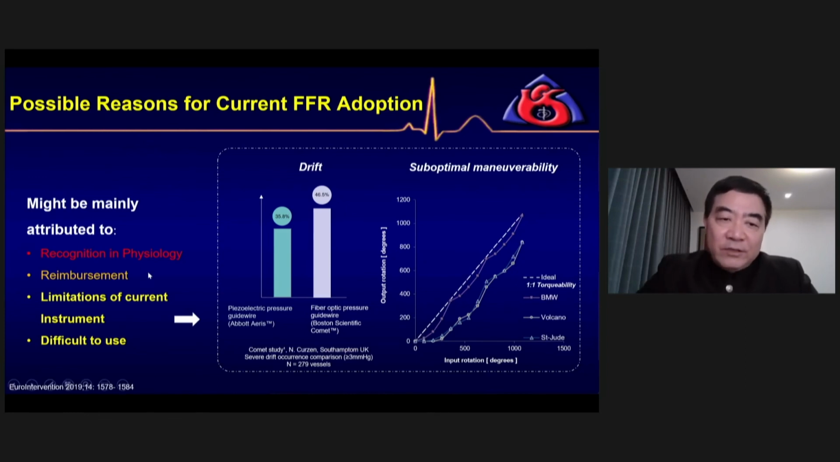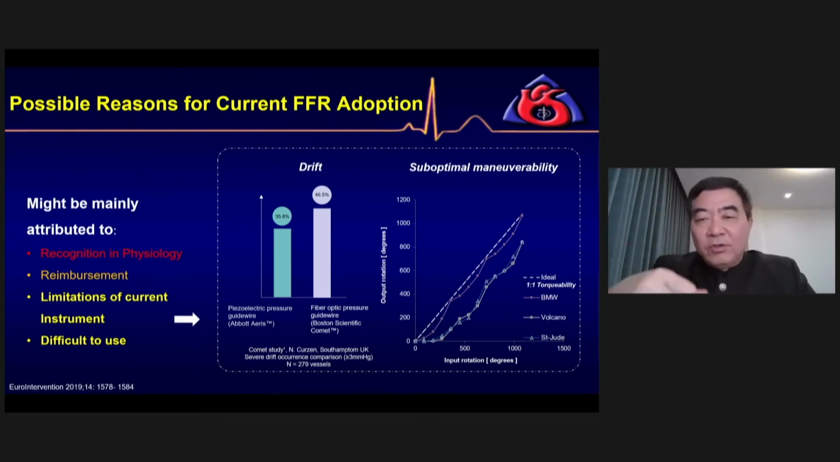The recognition of physiology is not equal. Secondly, I think more importantly, is reimbursement, because the flow wire is more costly than a coronary stent. Therefore, operators would rather put in a stent instead of using the wire to re-evaluate. And third is the limitation of the current instrument. For example, for tortuous anatomy, beginners are not used to using the wire, and there are also difficulties in use, as I mentioned.